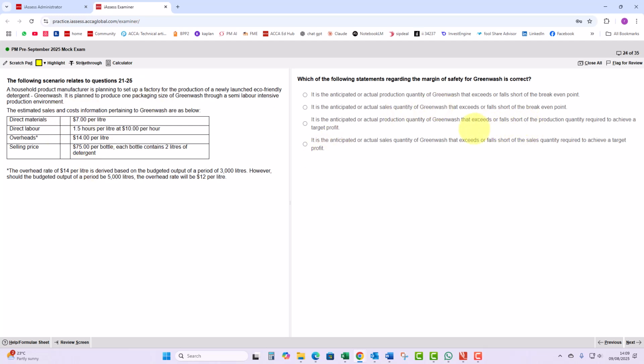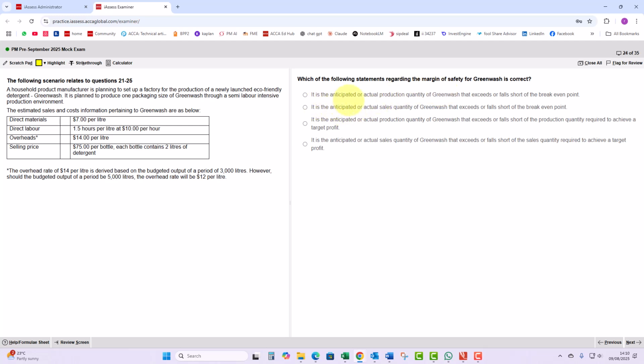Or you could say maybe they've just used the company name, but it is a bit more generic. My advice is don't spend too long wondering, just make a decision and go with it. I'm going to read on and see if I can answer this question without reading this. So we're talking about margin of safety.